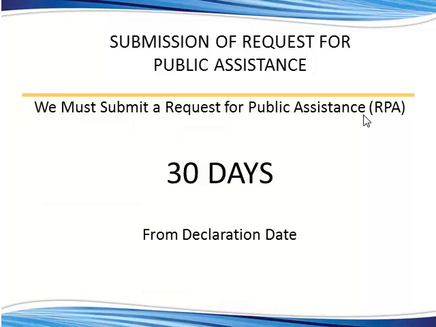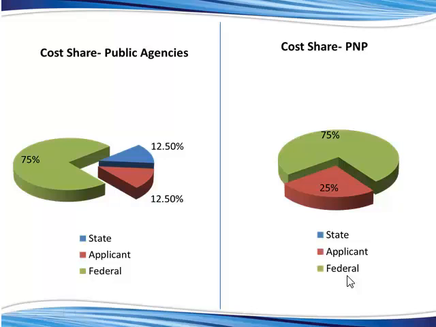So the request by the applicant must be submitted within 30 days from the declaration date, and it's very important that you get it in within this time frame or you will not be eligible to receive funds. The cost share for public agencies is 75% federal, 12.5% state, and 12.5% for the applicant. And the cost share for private nonprofits is 75% federal and 25% applicant. There's no 12.5% for the applicant.